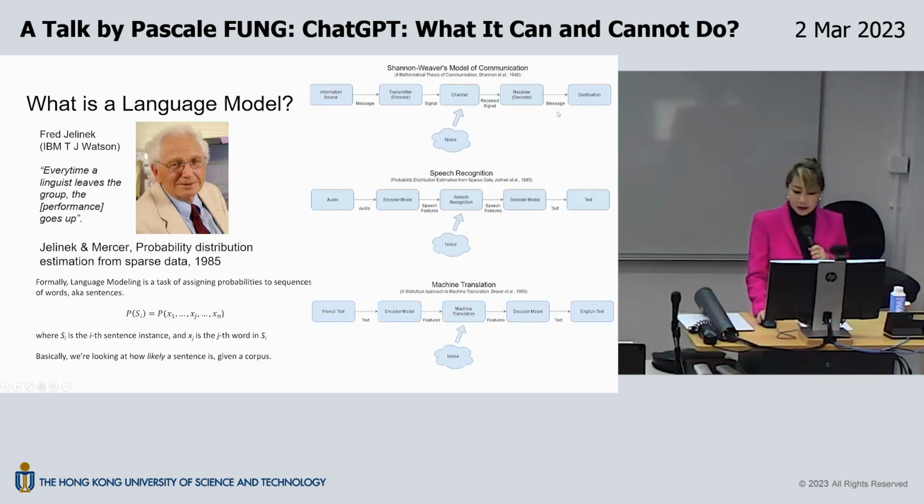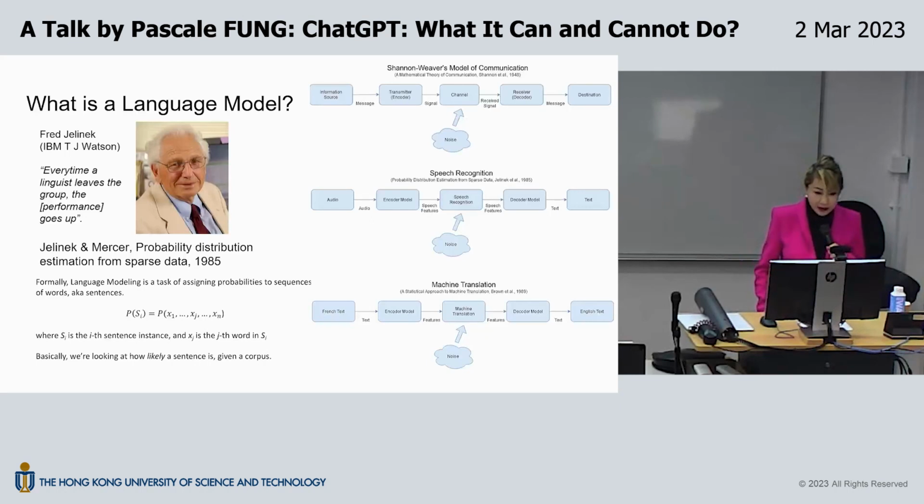The same model of communication was used in speech recognition, an encoder that encodes audio and then transcribes into text. Statistical speech recognition based on this model was invented in 1985. And then in 1989, an IBM group published the first statistical machine translation paper, again based on the same information theory noisy channel model. So this is the background of the evolution of language models.